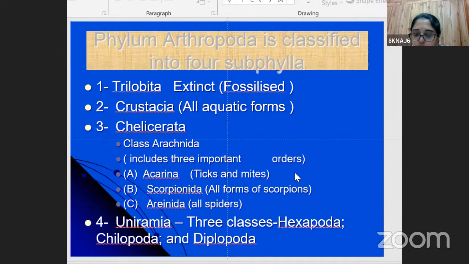And then you get to see that the body cavity is a hemocoel divided into one pericardial, one central, and two lateral compartments. And trachea, spiracles are present for respiration. Nephridia are present, of which coxal or crural glands.